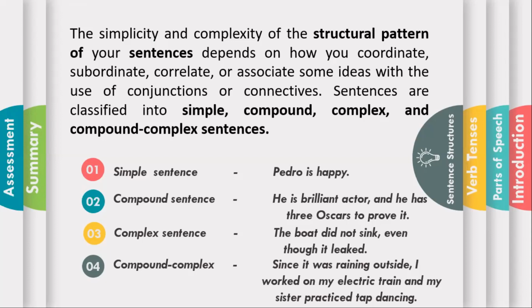Okay, number 4. A compound complex sentence contains two or more independent clauses, which makes it compound, and one or more dependent clauses, which makes it complex. Since it was raining outside, I worked on my electric train and my sister practiced tap dancing. It is simply a combination of the last two kinds of sentences.